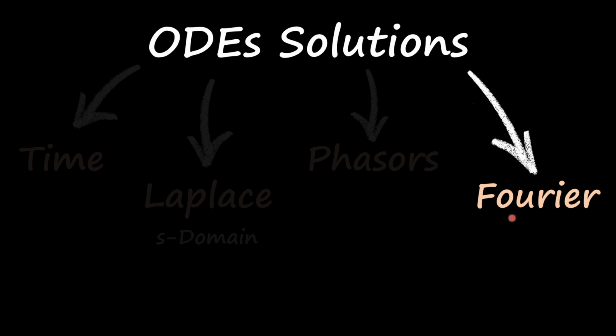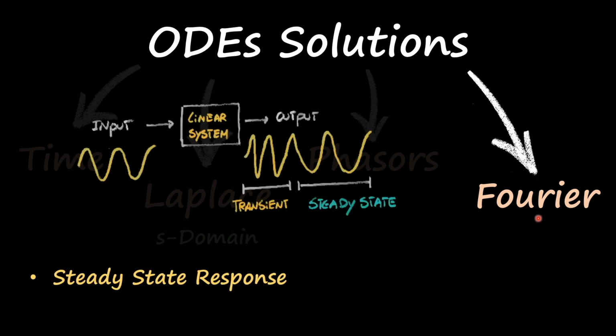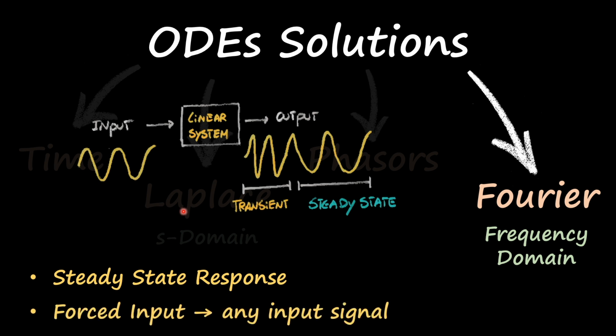When we apply Fourier analysis, we're studying our circuit on the steady state response as we do in phasors, but now we're focusing more on the frequency domain rather than time domain. And our input, instead of being just one sinusoidal wave input, can be any type of input signal that you want. So what do I mean by any type of input signal?